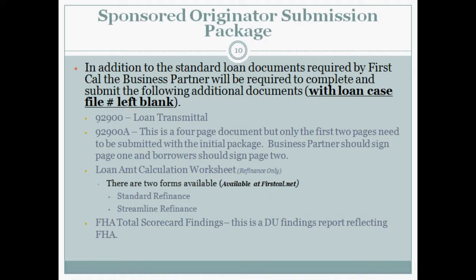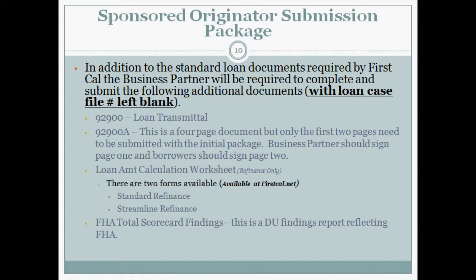So let's talk a little bit now about the sponsored originator submission package. In addition to the standard loan documents that are required by FirstCal, you will be required to complete and submit some additional documents that are FHA specific. You will want to make note that the loan case file number should be left blank on the documents. The first one is the 92900, which is the FHA loan transmittal.